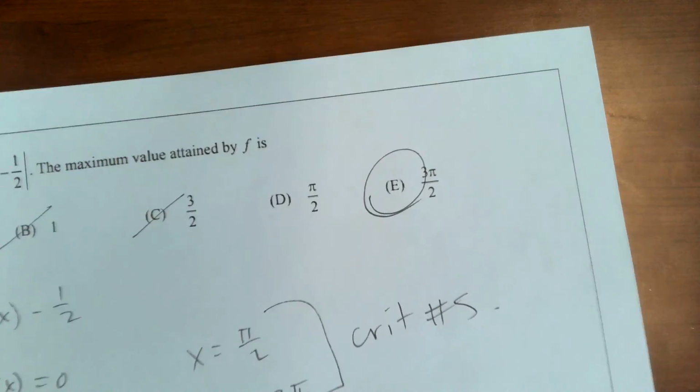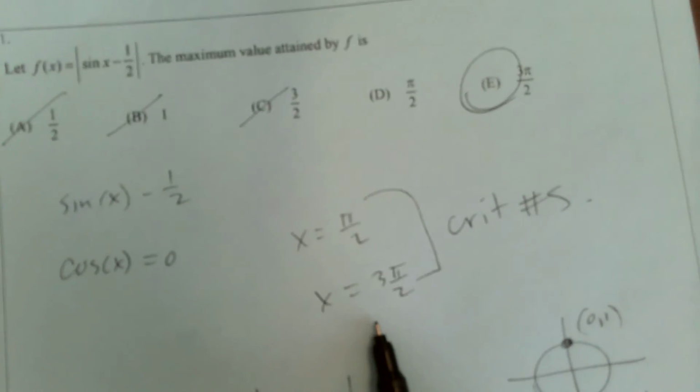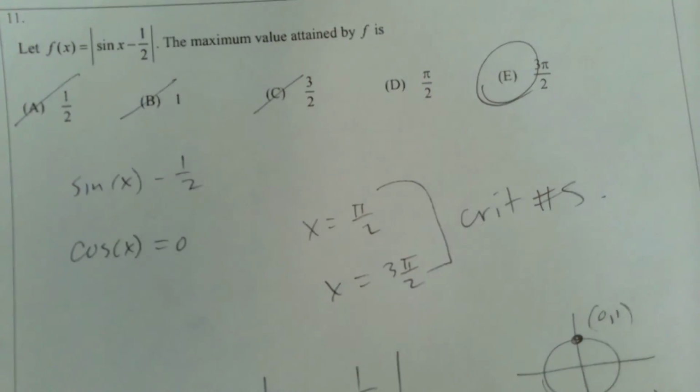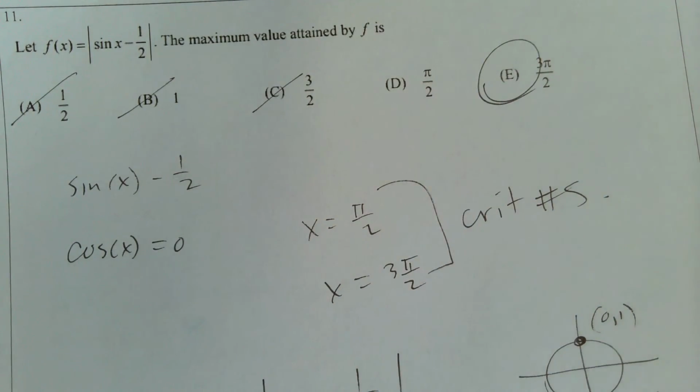Okay, so right there. You had to take the derivative to find the critical numbers, and then plug them into the original, I guess. That's how you could do it.